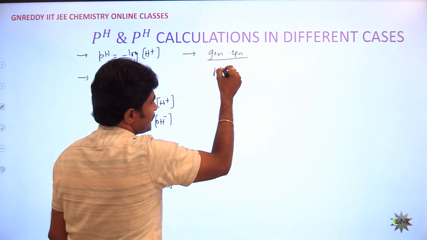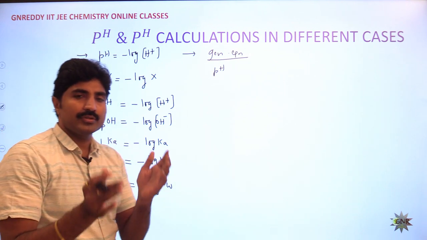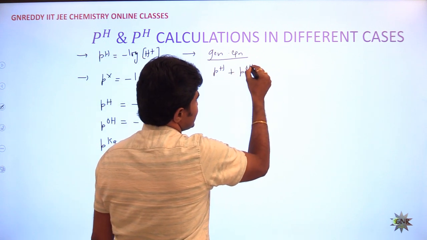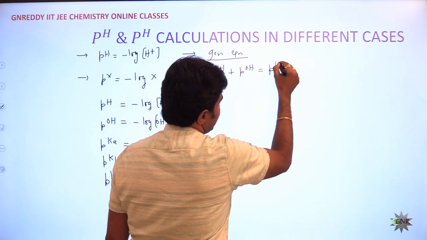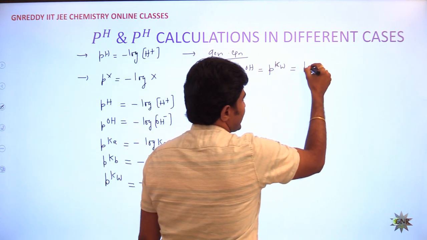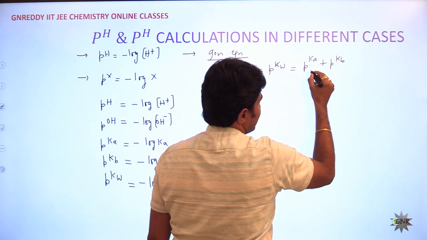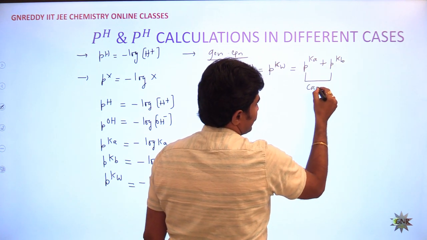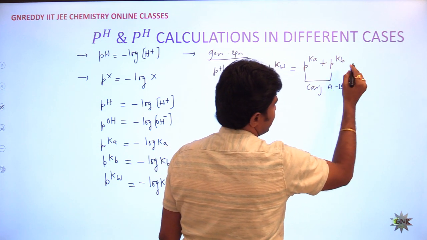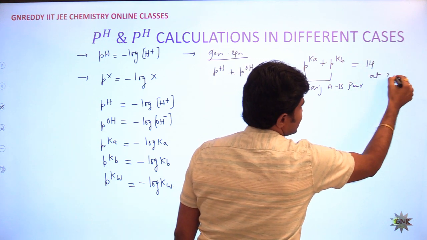pH is equal to minus log H plus. We know that. How are pH and pOH related? pH plus pOH is related to pKw. This is also written as pKa plus pKb, for a given conjugate acid-base pair, pKa and pKb values. This is 14 at 25 degrees centigrade.